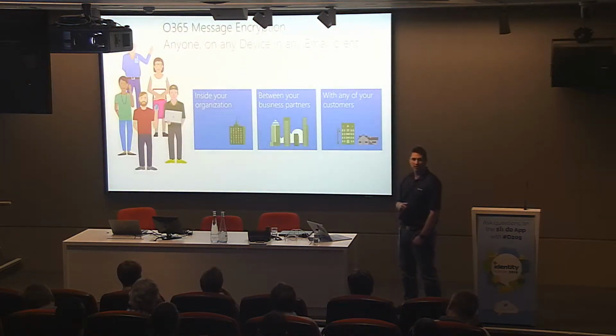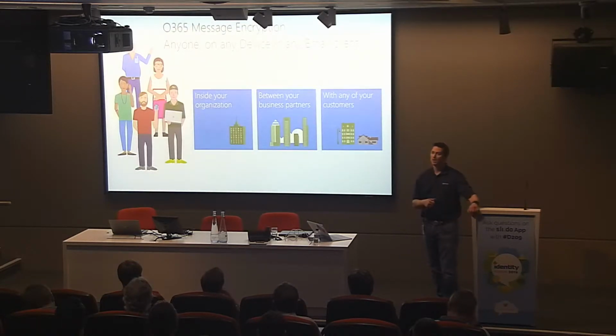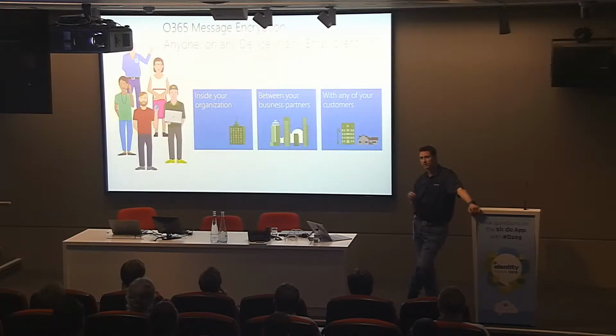At Ignite last year, we announced Office Message Encryption, OME. It's now version 2. What this allows you to do is send a protected email pretty much to anybody with an email address, and it's really simple to do. If you've got an Office 365 tenant and you've had it for a while, there's about 24 lines of PowerShell you need to run once just to configure your tenant to use OME v2. If you've got a new tenant, it's enabled by default.